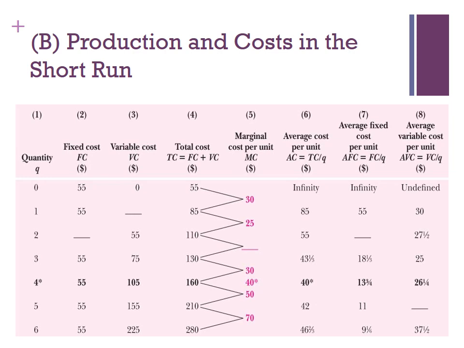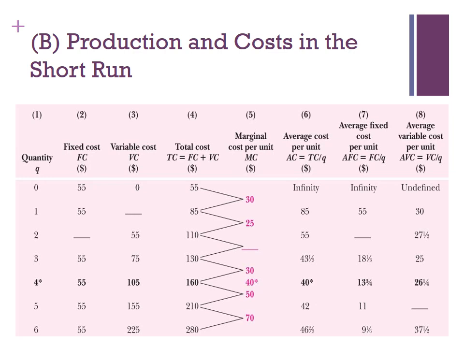What about average cost? Average cost equals what? Total cost divided by quantity, total cost, column number 4, divided by quantity, column number 1. So 55 divided by 0, infinity. 85 divided by 1, 85. 110 divided by 2, 55. 130 divided by 3, 43 and a third, and so on for the whole numbers for average cost.